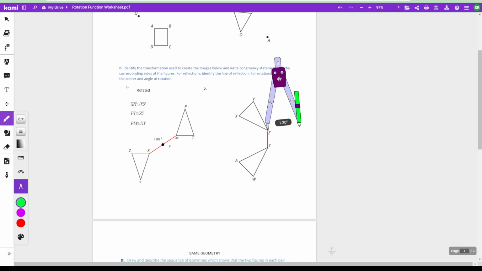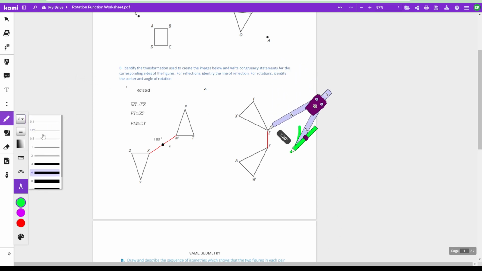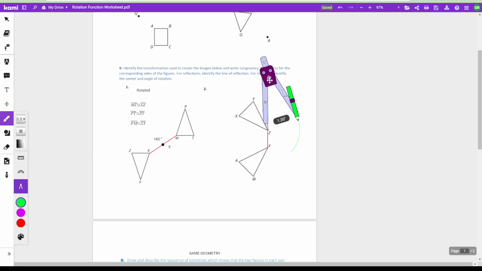Okay, so we're going to swing our arc here, and let's make that a little smaller here because, all right. Swing our arc here, and then finally we go to the other side. We make our arcs over there.